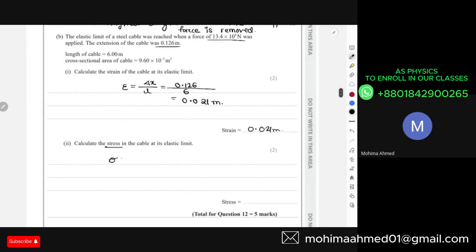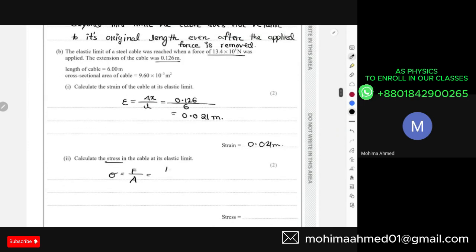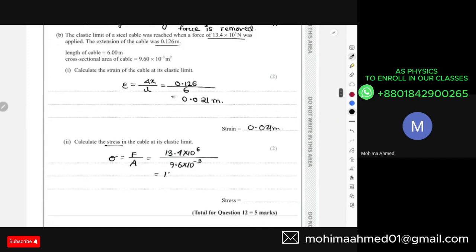Stress is just force over area. They gave you the cross-sectional area directly, so nothing else to calculate. 13.4 times 10 to the power 6 divided by area, which was 9.6 times 10 to the power minus 3. That gives you a very big value. The actual value on my calculator is 13958333333 pascals.